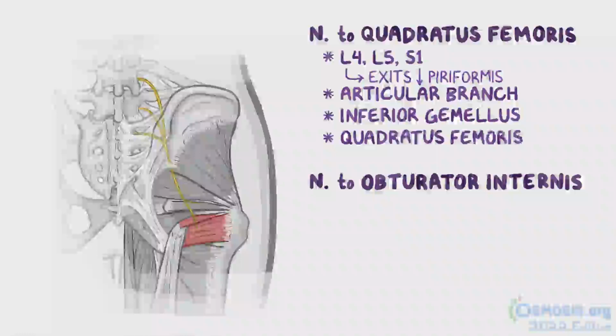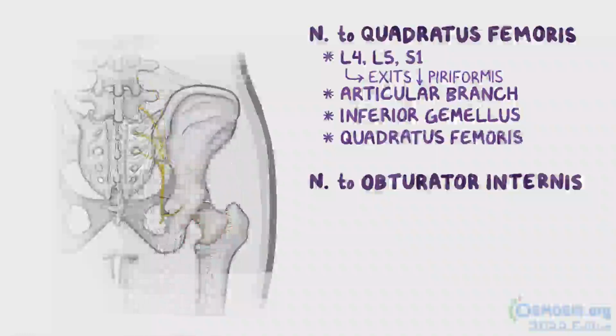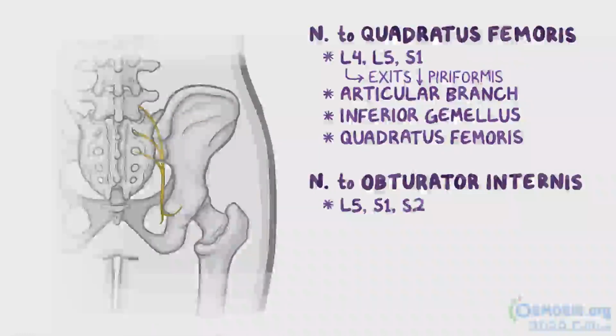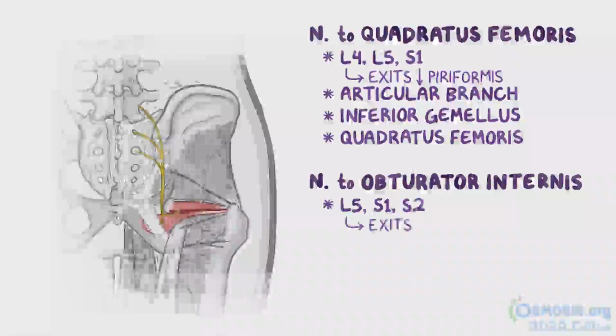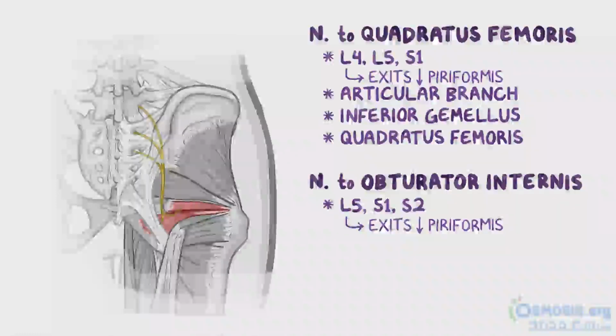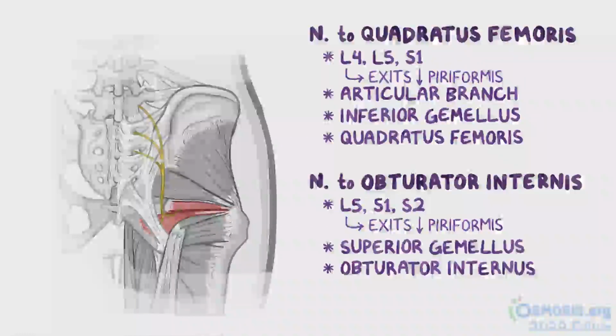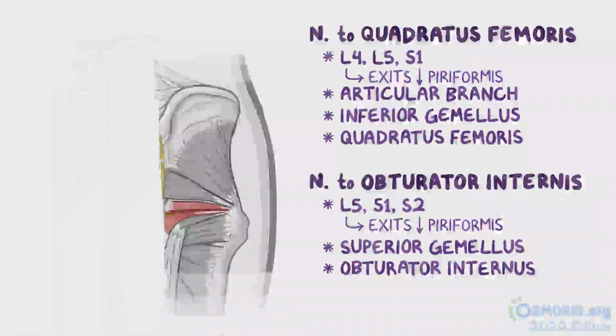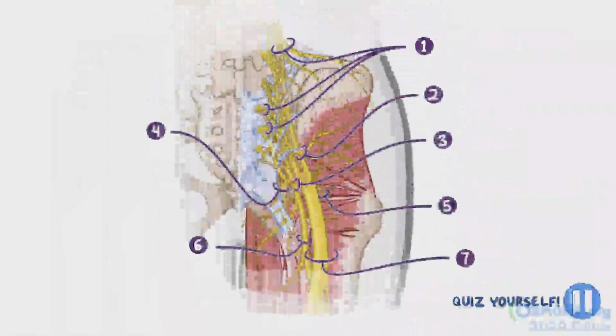On the other hand, the nerve to the obturator internus arises from the anterior divisions of the anterior rami from L5, S1, and S2, and leaves the greater sciatic foramen inferior to the piriformis to parallel the course of the pudendal nerve. As it passes around the base of the ischial spine, the nerve supplies the superior gemellus, and after entering the perineum via the lesser sciatic foramen, it supplies the obturator internus muscle. Before we move on to blood vessels, let's try and recall the main nerves of the sacral plexus.